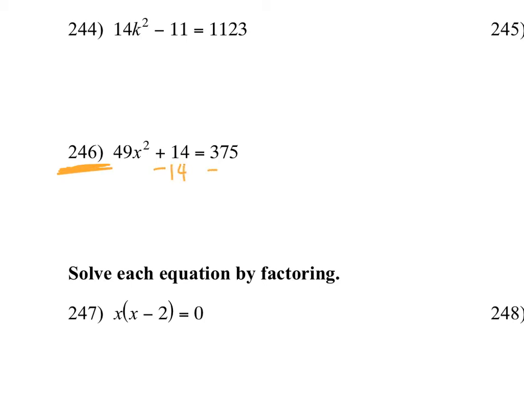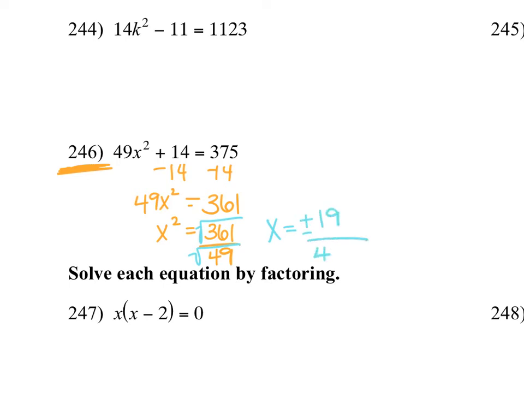I'm going to subtract 14 from both sides. So I have my handy calculator. 375 minus 14 equals 361. 49x squared. So 361 divided by 49 is actually not a pretty number. But let's see if 361 has a square root, which I don't believe it does. Oh, it does. Okay, so I'm going to do the square root of 361 and the square root of 49. So x equals plus or minus 19 over 49. And this would be my answer.